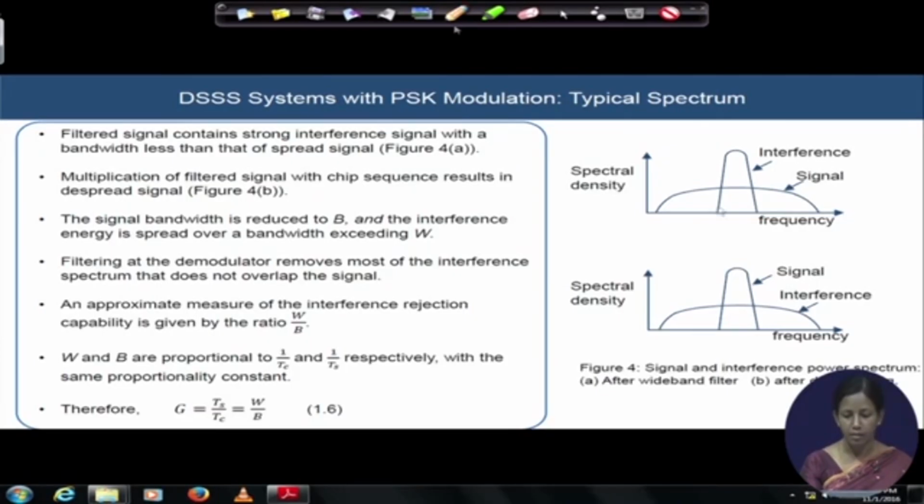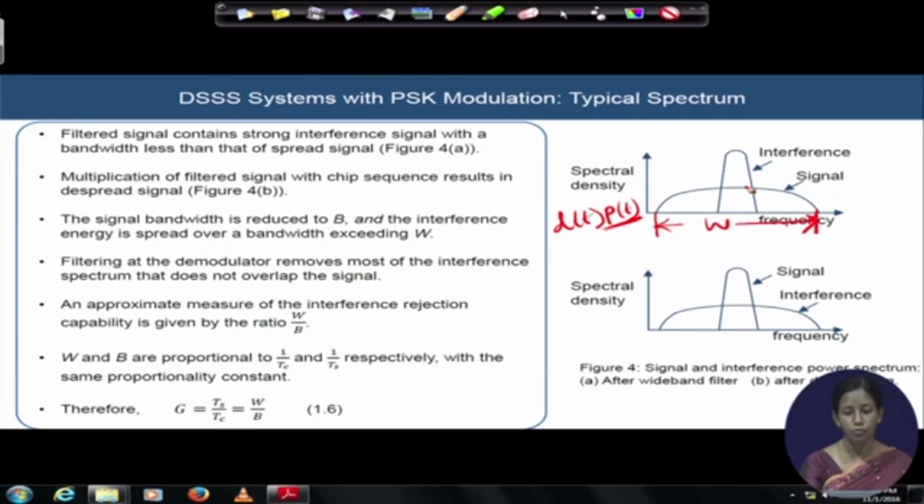Remember, in the transmitter what we did was spread the signal, because d(t) multiplied by p(t) will spread the signal. It is governed by the bandwidth of p(t), because Tc is very small for p(t). So the bandwidth was high, and hence the signal bandwidth was spread over W. It was a spread signal.